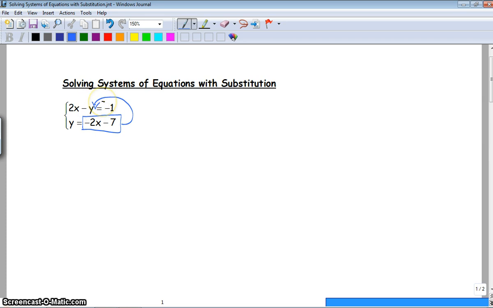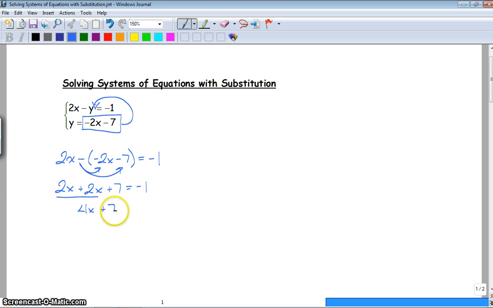into our other equation. So now we are left with 2x minus, use parentheses and plug in negative 2x minus 7, close your parentheses, and finish the rest of your equation. Then you simplify. So we're going to distribute the negative. 2x plus 2x plus 7 equals negative 1. Combine like terms.